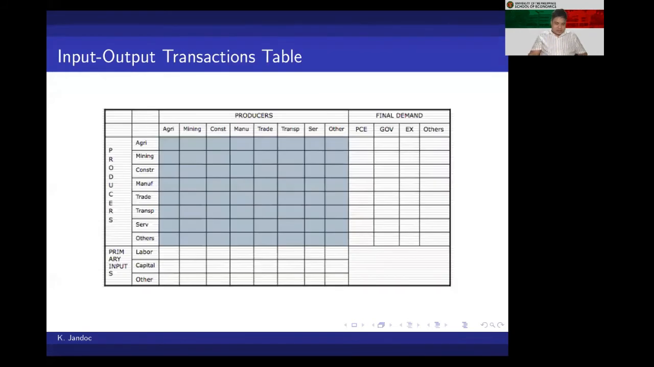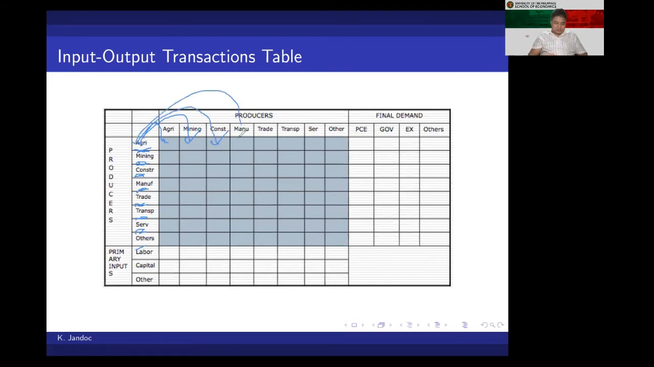In this slide is an example of a transactions or an IO table. Here we have the different producing sectors: agriculture, mining, construction, manufacturing, trade, transport, services, and others. The output from these producers goes to the different sectors. By the way, agriculture can use outputs from its own sector, right?